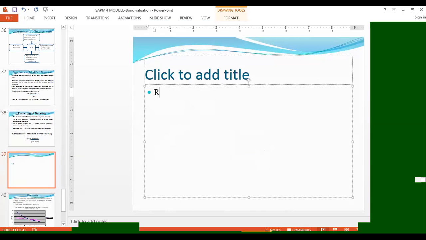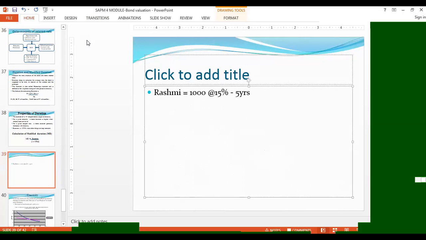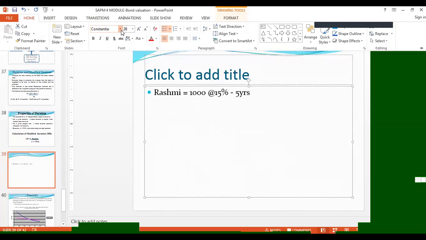Rashmi has a bond. She has purchased this particular bond for 1,000 rupees at, let's say, 15% rate of interest, and the tenure of the bond is, let us say, 5 years. Clear with the story? Yes, sir. Okay.